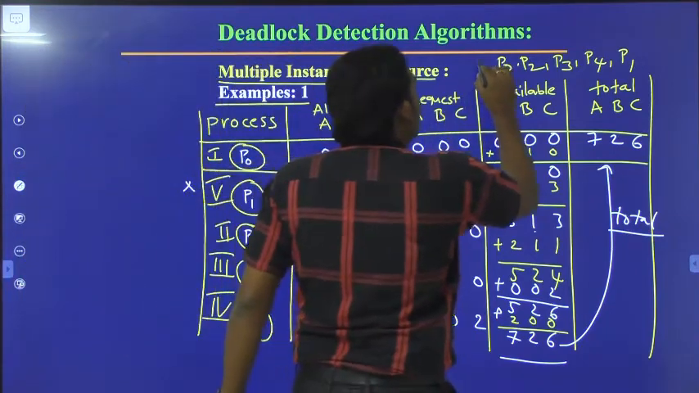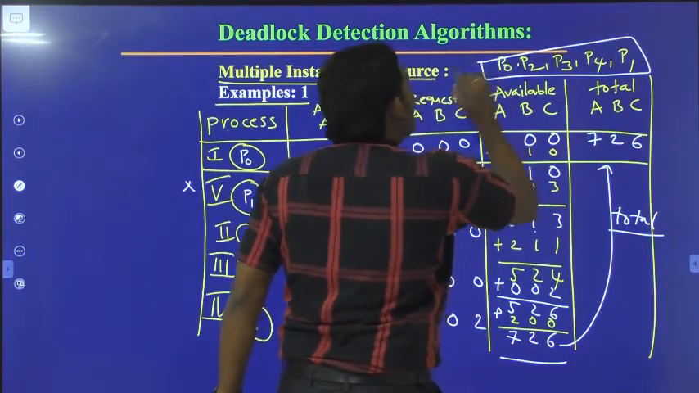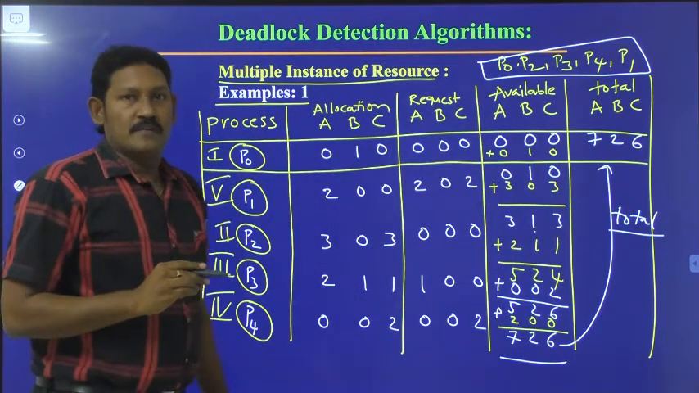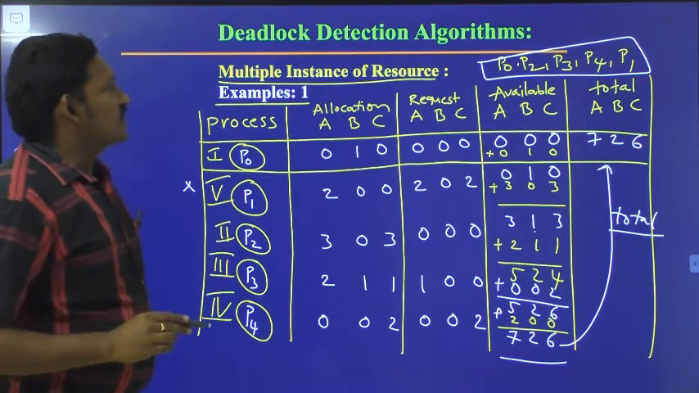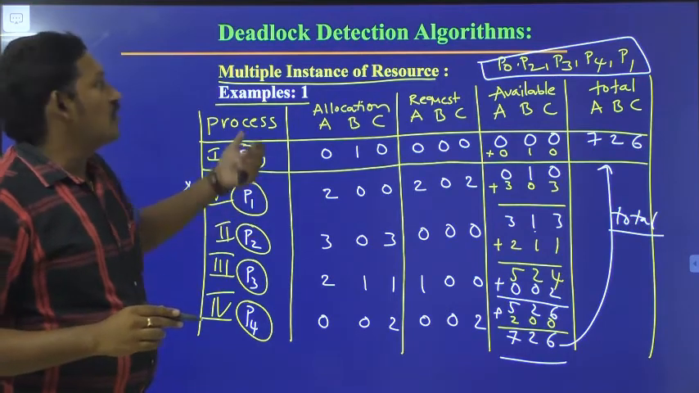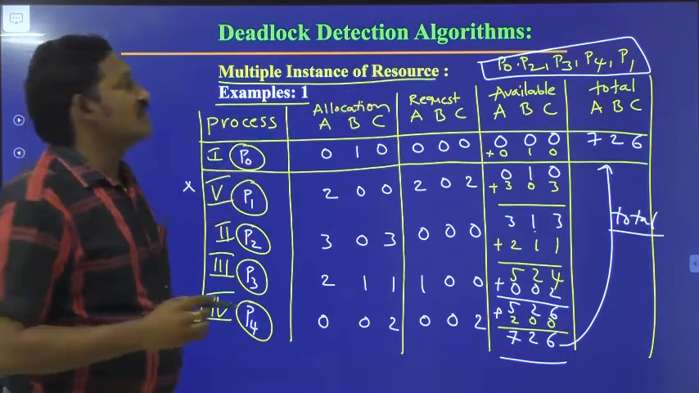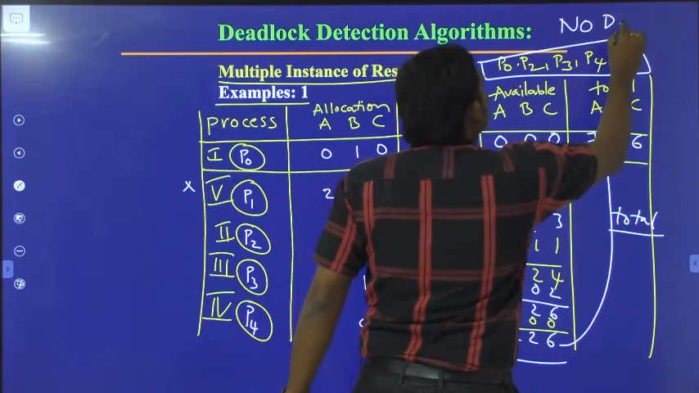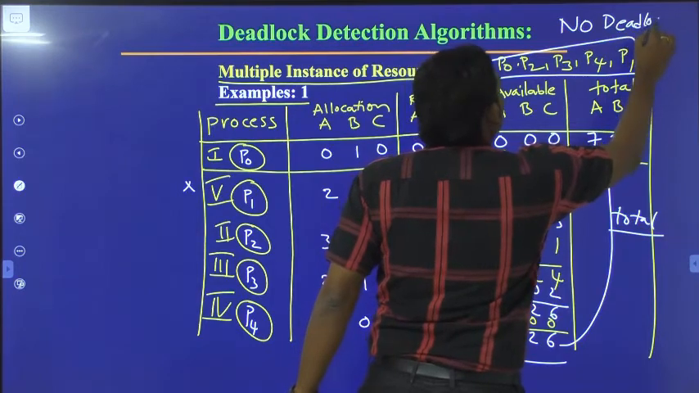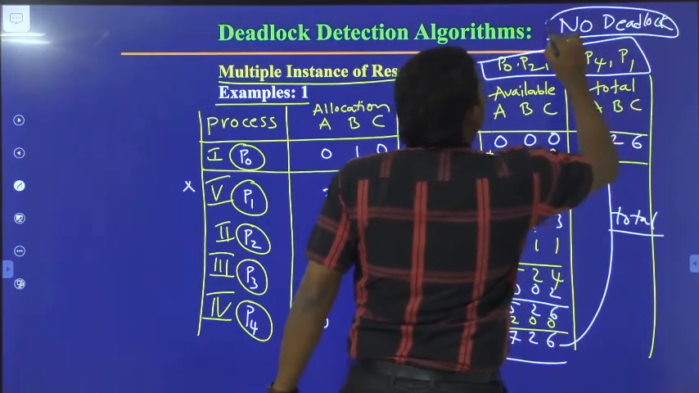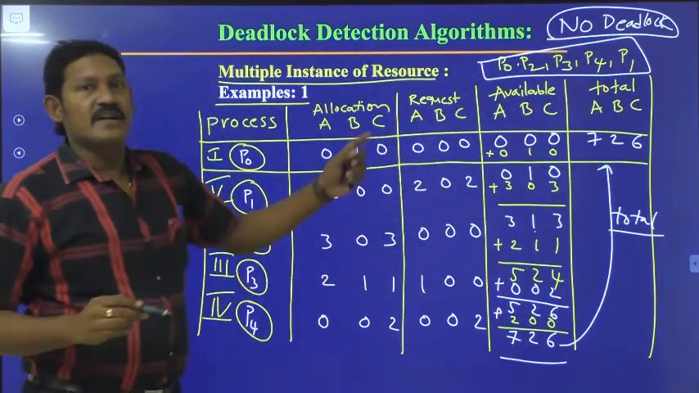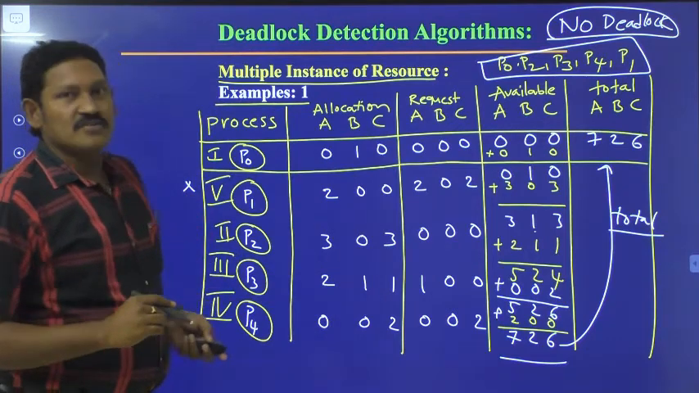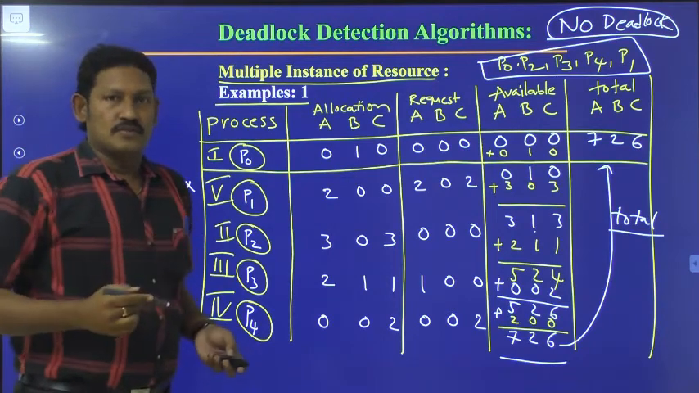And this is the order we have followed: P0, P2, P3, P4, P1. So we have executed successfully. So this is in a safe state. That is a safe sequence. And here no deadlock has occurred. No deadlock. Okay. Using Banker's algorithm, we have identified that there is no deadlock here. Okay. This is about multiple instances of resources. Hope you have understood. Right.